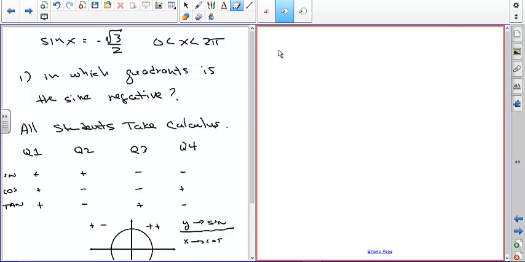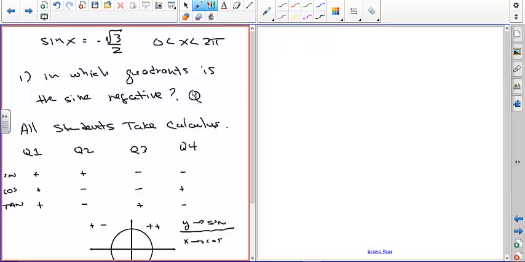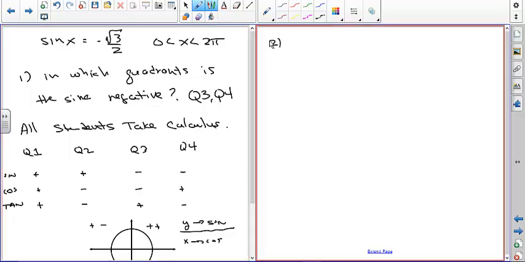So these are great if you know how to use them, but with great power comes great responsibility. Okay, so the answer was quadrants 3 and 4 for the first part. Okay, the second part is calculate the reference angle.